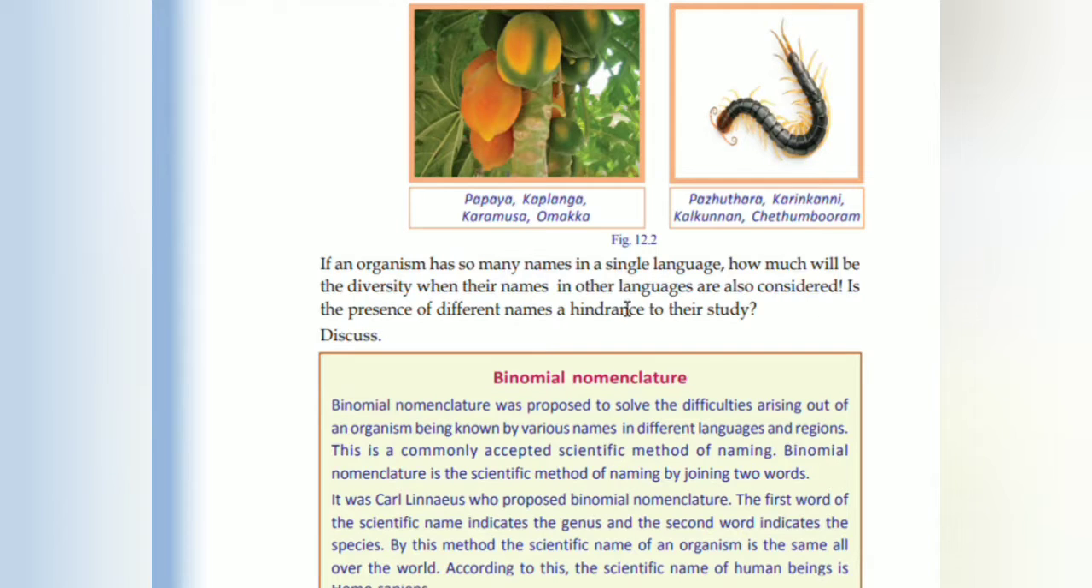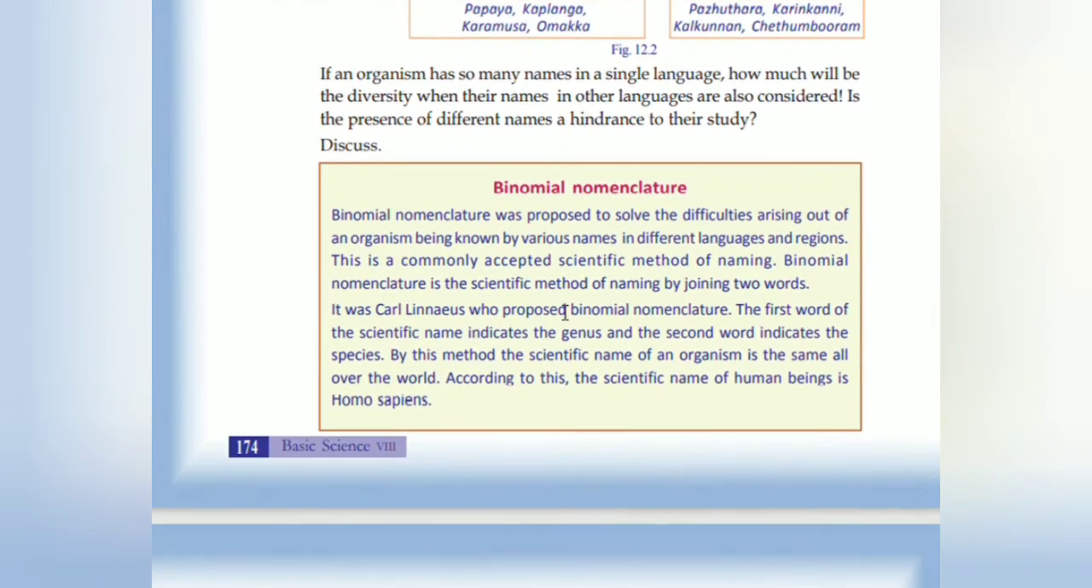how much will be the diversity? If we consider the whole world, there will be so many names. So in order to identify an organism, a particular name should be considered. Binomial nomenclature. Binomial nomenclature was proposed to solve the difficulties arising out of an organism being known by various names in different languages and regions.